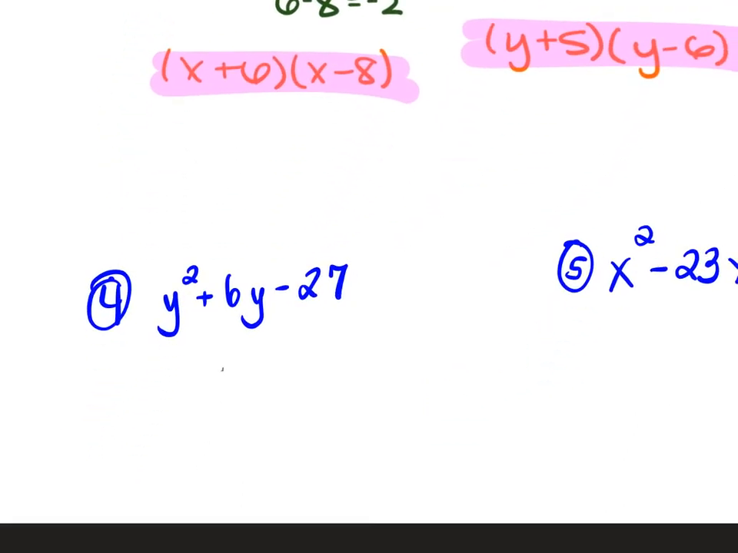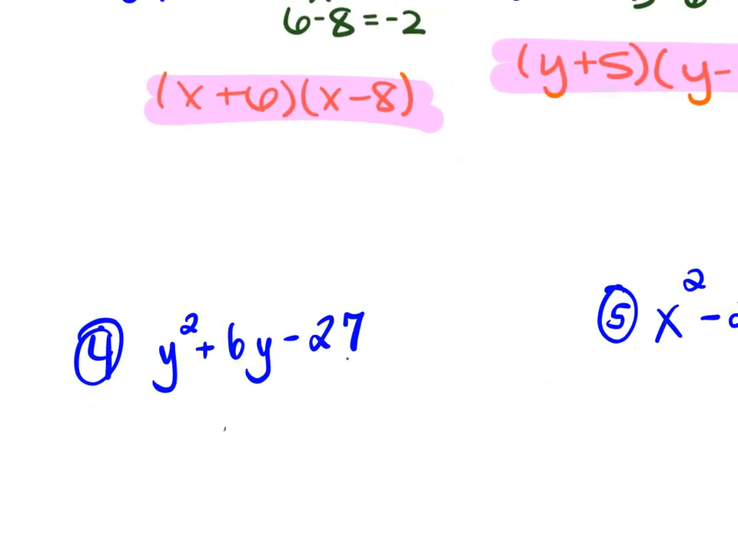For 4, we have y squared plus 6y minus 27. So the negative 27 has factors of what and what that add up to be the positive 6. It's going to be a negative 3 and a positive 9. So this factors out to be y minus 3 times y plus 9.